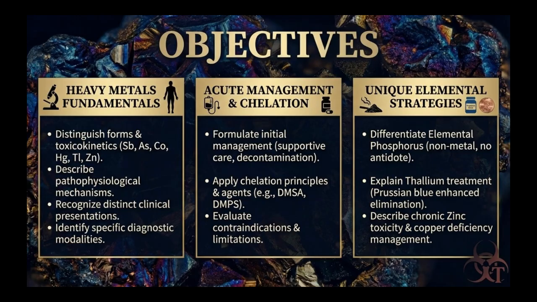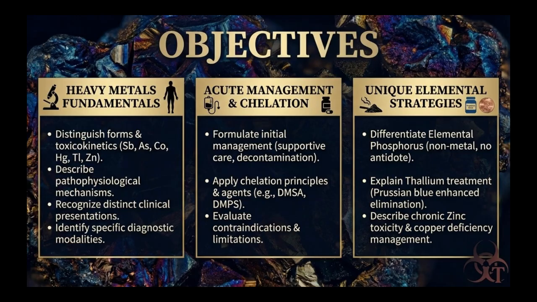You should also critically evaluate contraindications and limitations of certain therapeutic interventions, such as the use of dimercaprol in organic mercury poisoning or potassium supplementation in thallium poisoning. Additionally, you should be able to differentiate the toxicological profile and management approach for elemental phosphorus from that of classic heavy metals, recognizing its classification as a non-metal and the absence of a specific antidote or chelating agent.